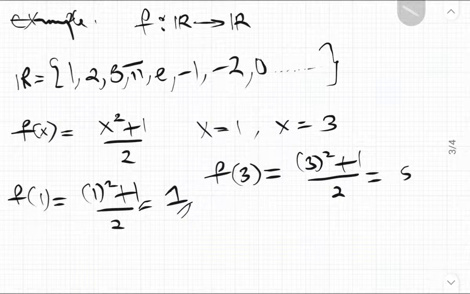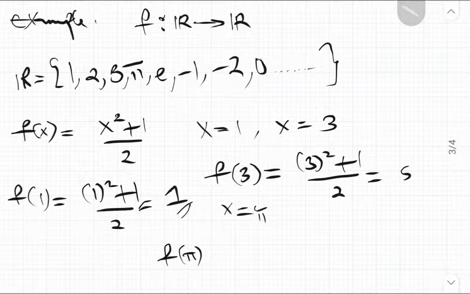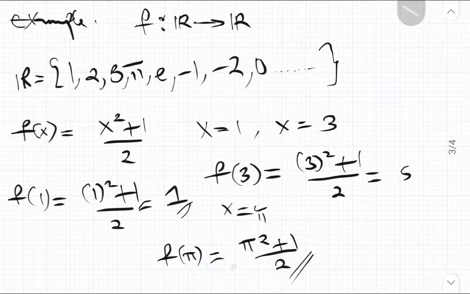We could still put in pi. Let's put x equal to pi. So we have f of pi, evaluating the function at pi. We have pi squared plus 1 over 2. So for x equal to pi, f of pi is equal to pi squared plus 1 over 2. All right, let's consider another example.